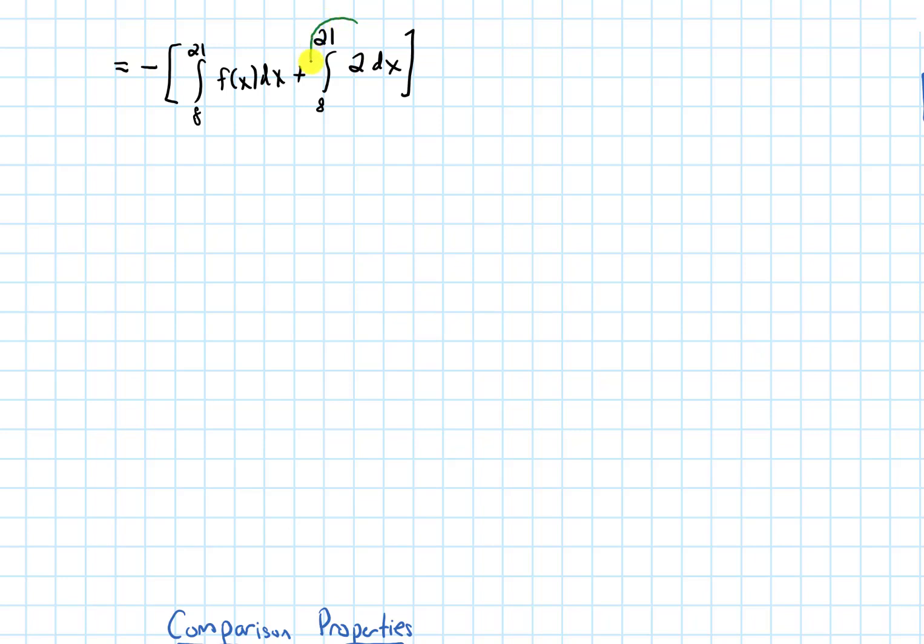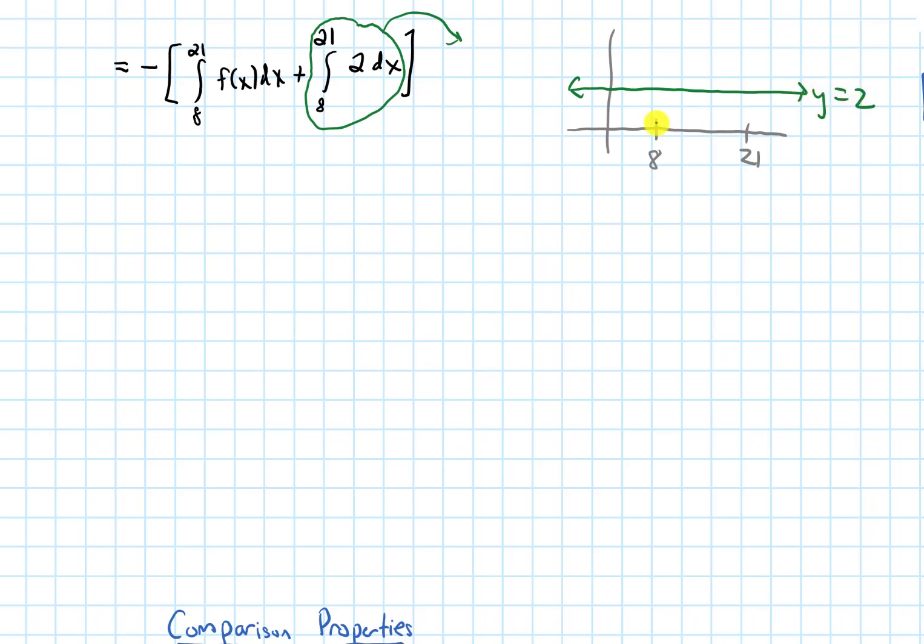All right, so let's handle these integrals one at a time. If I start with this second integral, I have a constant function here, and we've handled constant functions in one of our properties, but let's remind ourselves of the picture. My interval is from 8 to 21, and if I draw the function y equals 2, we get a horizontal line at y equals 2, and we want the area in between 8 and 21. If I shade that in, that forms this rectangle. The area of that rectangle is the height, 2, times the base, 21 minus 8. So this is 2 times 13, and that's going to be 26.